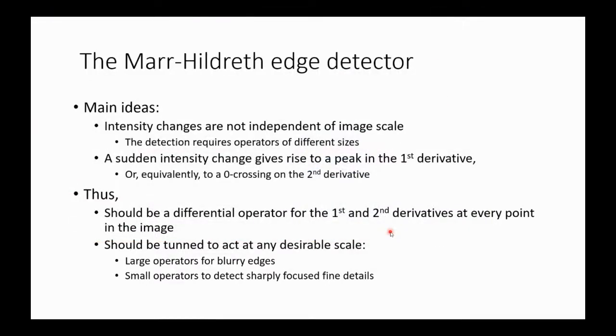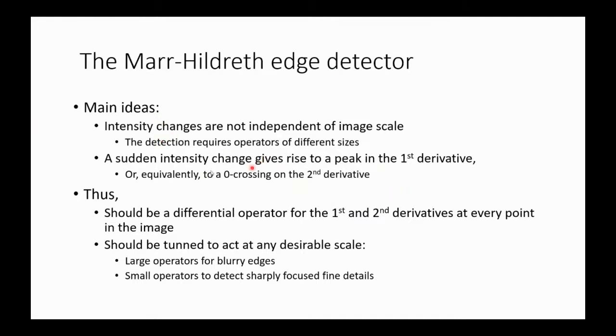So there's one key concept that we're going to see in a minute. So main ideas: intensity changes are not independent of image scale. So that's what we want to get from this. That's the main idea behind the Marr-Hildreth edge detector. Intensity changes are not independent of image scale. The detection requires operators of different sizes. A sudden intensity change gives rise to a peak in the first derivative. We've seen that, right? Or equivalently a zero crossing in the second derivative.